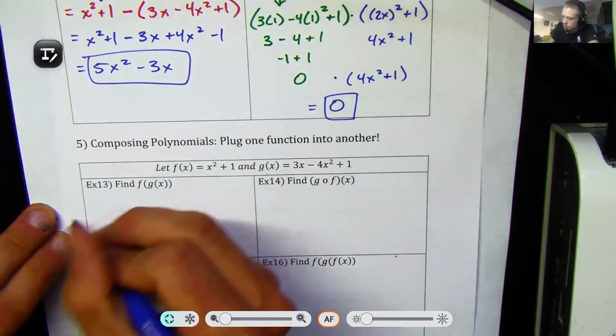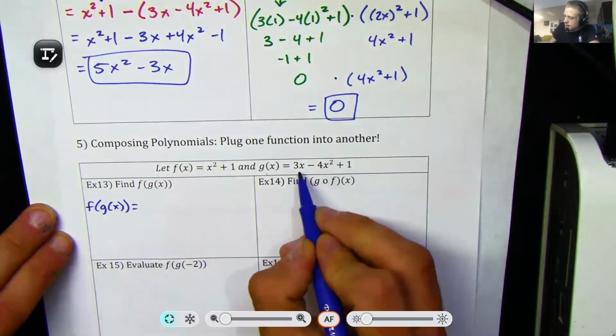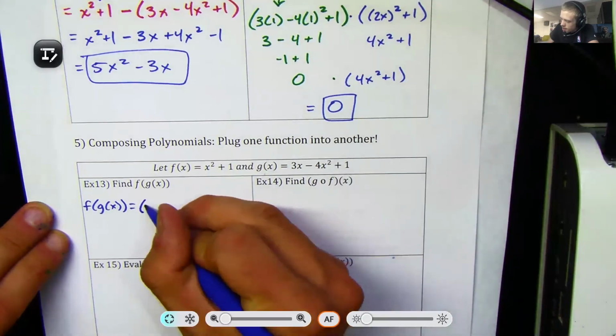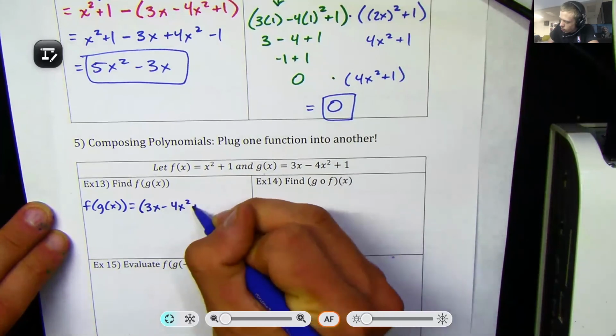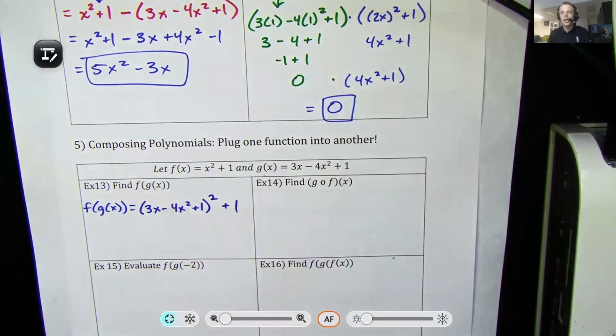All right, this is what it looks like. F of g of x equals, take this guy, plug it into that x. So I'm going to have 3x minus 4x squared plus 1 squared plus 1. And I'm going to go ahead and let you leave it like that. That would take a while to multiply out.